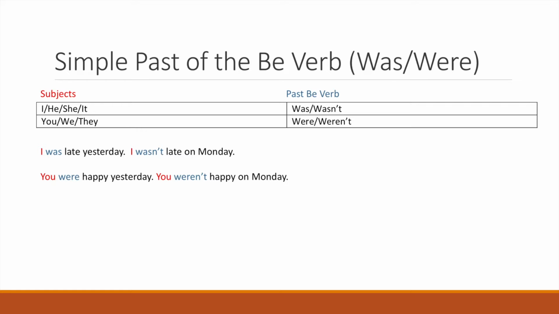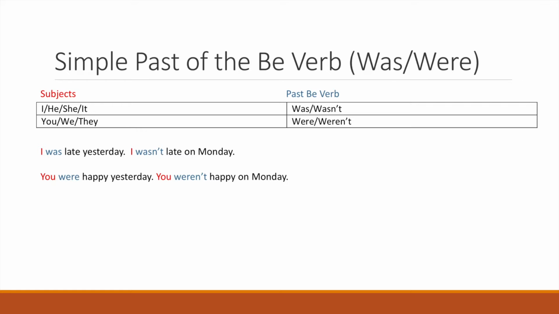The simple past of the be verb, was and were, is based on the subject of the statement or the question. For subjects I, he, she, and it, we use was or wasn't. For subjects you, we, and they, we use were and weren't. For example, I was late yesterday. I wasn't late on Monday. Again, we know that this example is in the past because we have a time marker, the word yesterday.